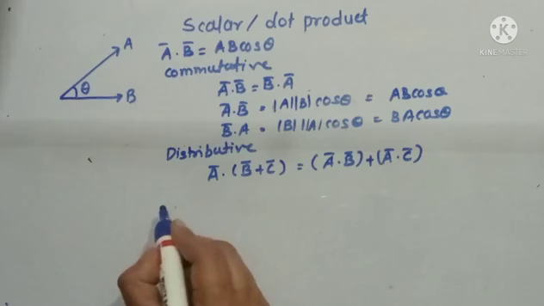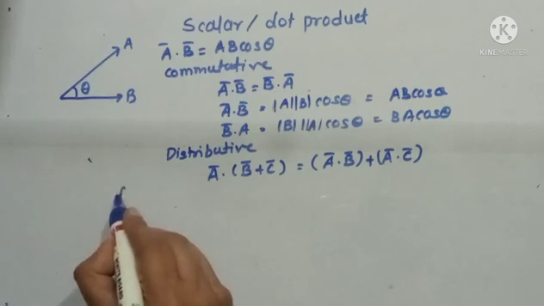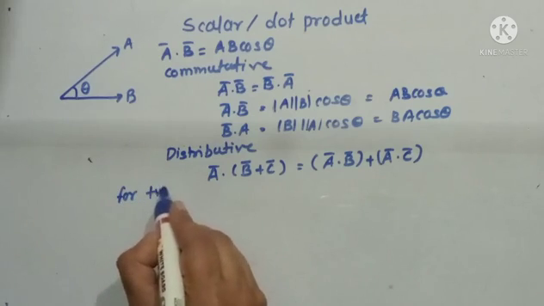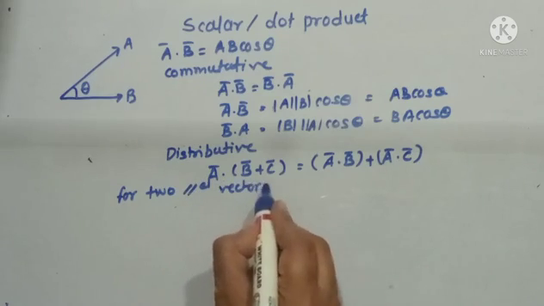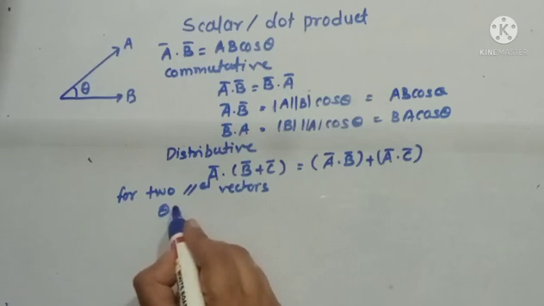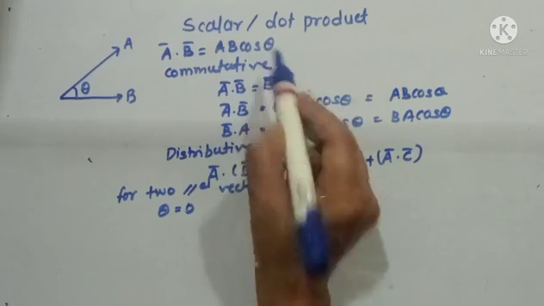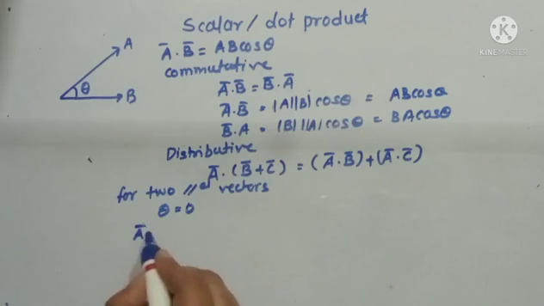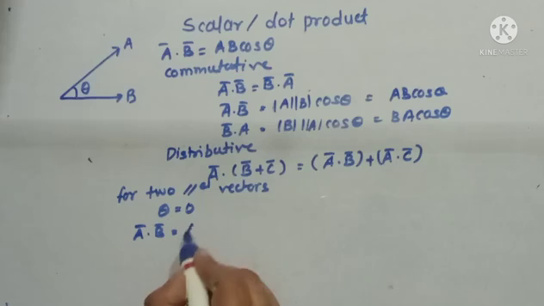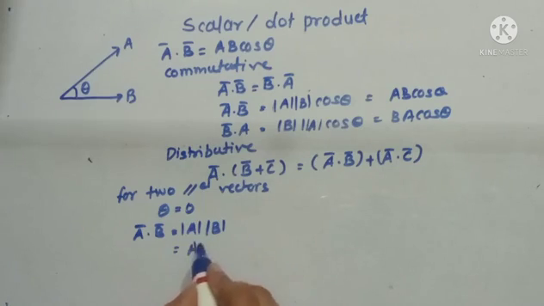Now if there are two vectors which are parallel to each other, for two parallel vectors the angle between them will be 0. We know that cos 0 is equal to 1. So for parallel vectors, A dot B will be equal to A into B, the product of the magnitudes of the vectors.